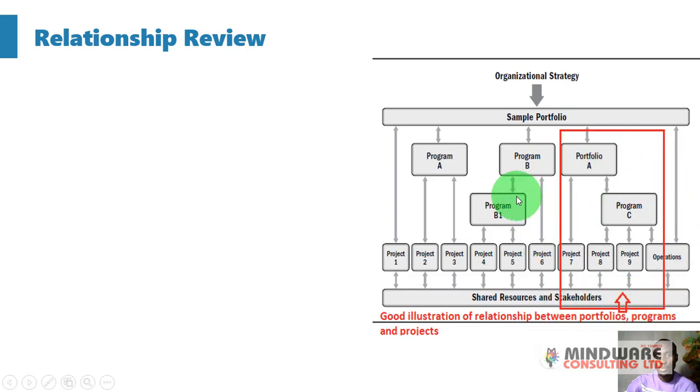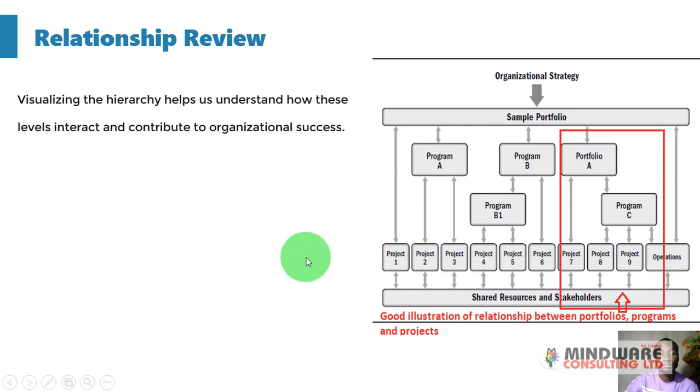All right, so this one you could call program management, and this one you could call portfolio management. It's just a pictorial representation of the relationship between the project, the program, portfolio, and also the operations. Visualizing this hierarchy helps us to understand how these levels interact and contribute to organizational success. Now let's look at the alignment between them.